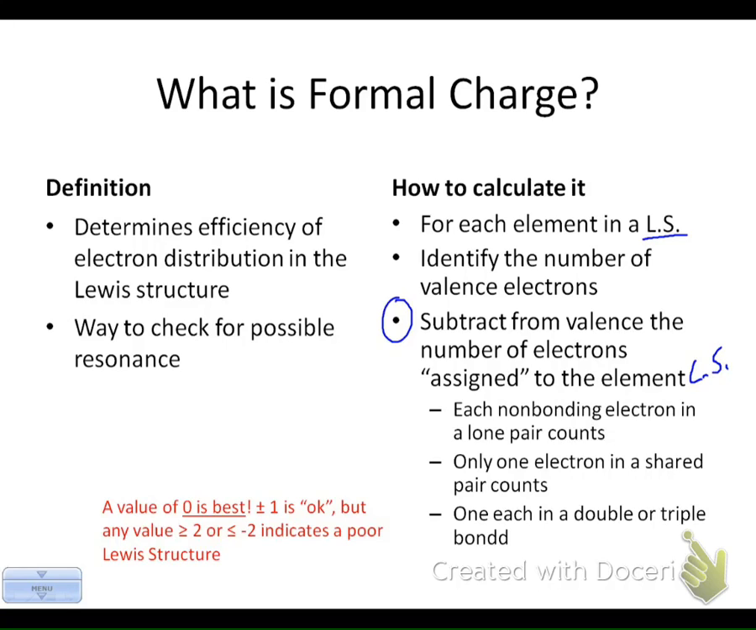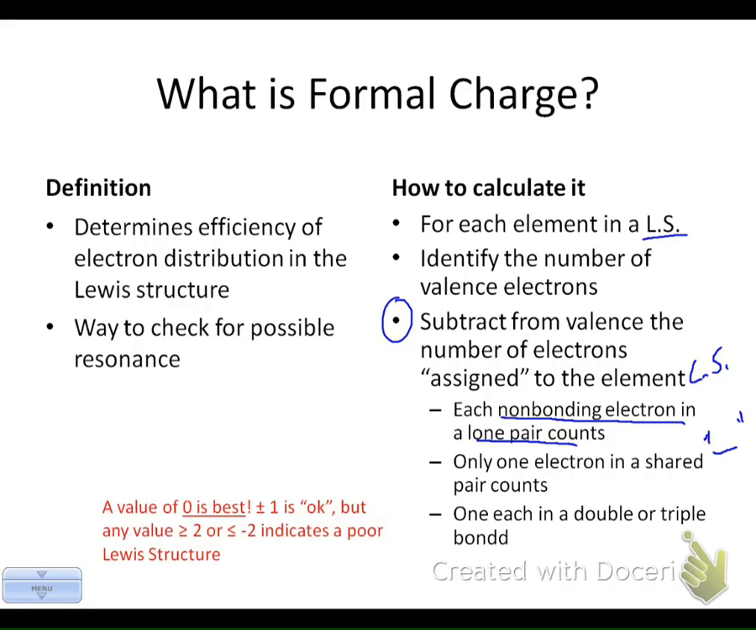On the next slide, we'll do an example with sulfate. But when we count that, remember that each non-bonding electron in a lone pair counts. So you just count the dots. And then in a shared pair, which I normally use the line for, I'm only going to count one for those. Another reason I prefer to use the lines instead of dots. And then in a double or triple bond, each of those lines will count as one electron.